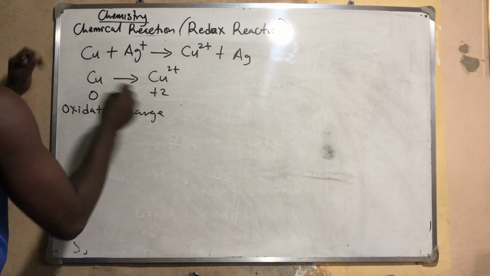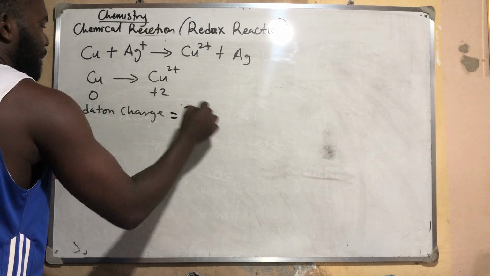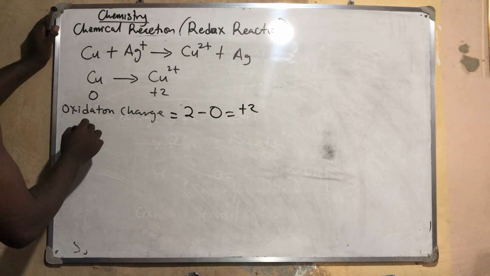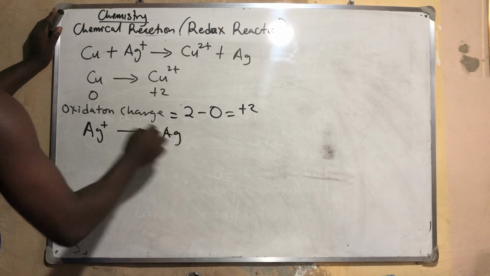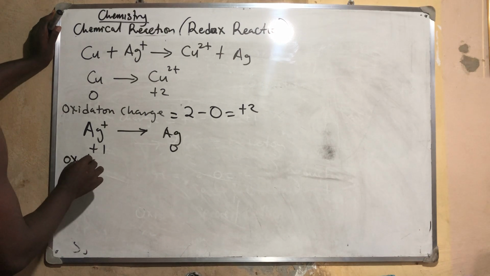Oxidation charge is simply the product, which is 2, minus the reactant 0, which is what? Plus 2. Okay, let's check the other one. Ag plus gave us normal Ag, that is from plus 1 to 0. So let's check the oxidation charge.